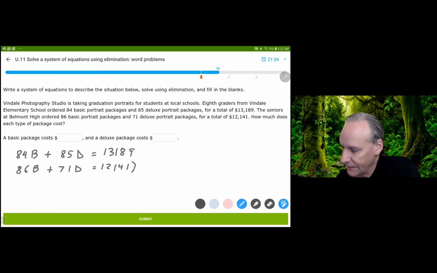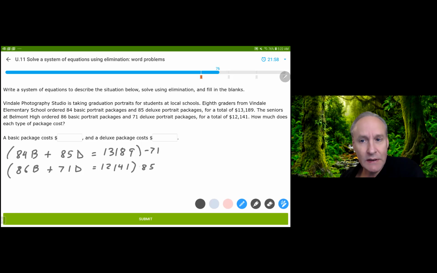I'm going to go ahead and multiply the bottom equation. It doesn't matter which one. I'm not even sure which one's going to work out better for the negatives. Oh, the top one, of course. So my top one is going to be my negative. So I'm going to multiply it by negative 71. And the bottom one, I'm going to multiply by positive 85. Notice that if I take 85 times 71, I get the same thing as 71 times 85. So this is going to eliminate my D's. And the reason that I did the negative on the top is because the 84 is smaller.